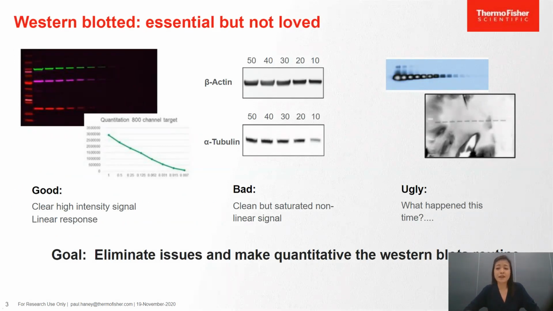Western blotting has become essential, but it is still not loved. Ideally, we want to achieve the blot on the left, which has high signal intensity with a linear response to increasing levels of the target protein. However, more often than not, we may get saturated non-linear signals that are not quantifiable, or worse still, blots that look very blotchy or bands that are burnt out. So today, our focus will be on addressing these issues so that we can get accurate data for quantitative reporting.